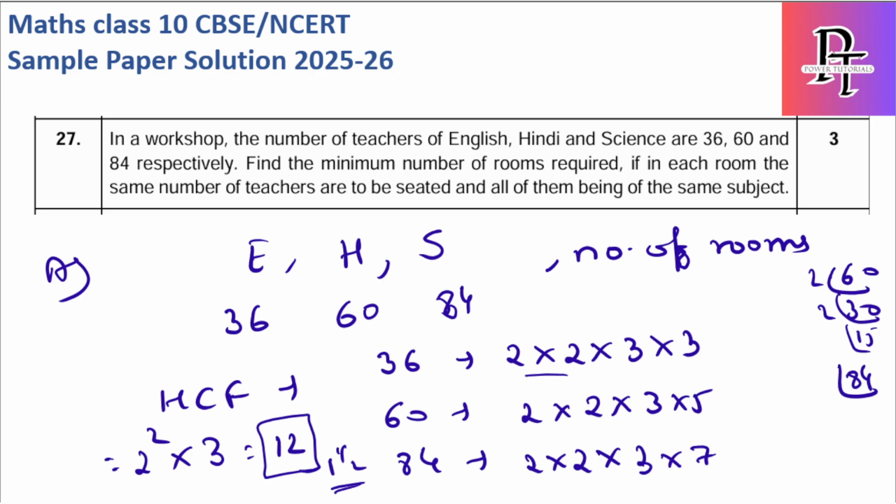As this is a 3 marks question, in CBSE marking, it's not like the final answer will attain the whole 3 marks. Every step will contain some specific marking. So for this question, if you find till HCF, you will definitely get 1.5 marks. The next step, to find the minimum number of rooms required, is to divide each number of teachers by this HCF and then add them.